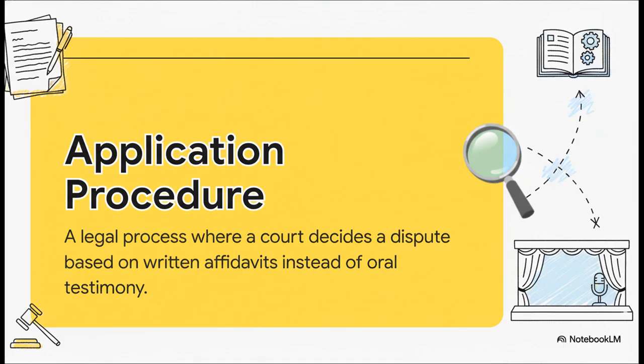Well, the application procedure is a legal process where a court decides a dispute based entirely on written evidence. Instead of putting witnesses in a box, the parties testify on paper, using these really important sworn statements called affidavits. The person who kicks it all off is the applicant, and the person they're up against is the respondent. It's their written stories that the judge has to weigh.